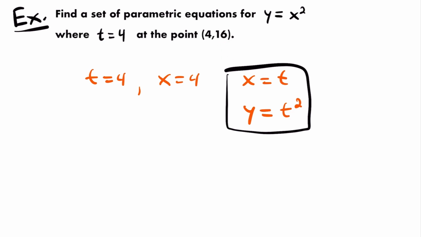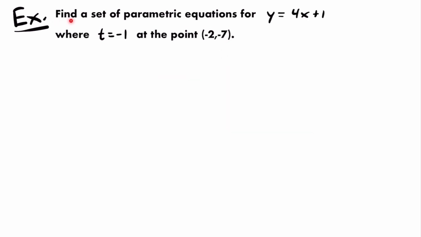All right, let's look at another example. Next up, we want to find a set of parametric equations for this rectangular equation, y is equal to 4x plus 1, where t equals -1 at the point (-2, -7). All right, so in this case, when t equals -1, x equals -2, right? When t equals -1, our x-coordinate is -2.